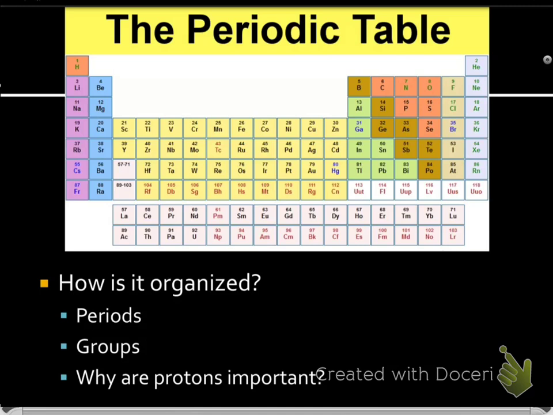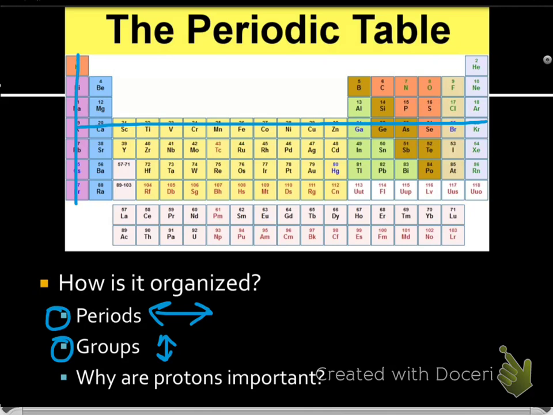Okay? So here's our periodic table. So how is it organized? So you have periods and groups. Your periods are going to go across. So let's see. This would be a period. Your groups are going to go up and down. So this is a group.